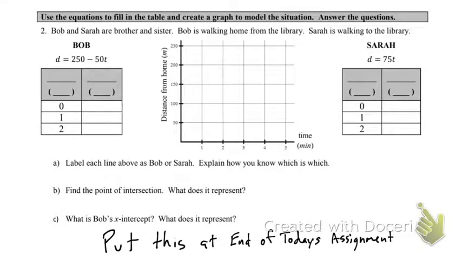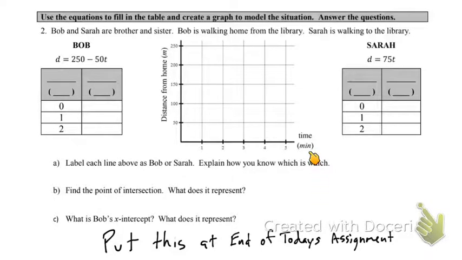All right. So we have a situation where we have Bob and Sarah, the brother and sister. Bob is walking home from the library. Sarah is walking to the library. So here's Bob's function. D is the dependent variable. T is the independent variable. T, if you notice in our graph here, stands for time in minutes.